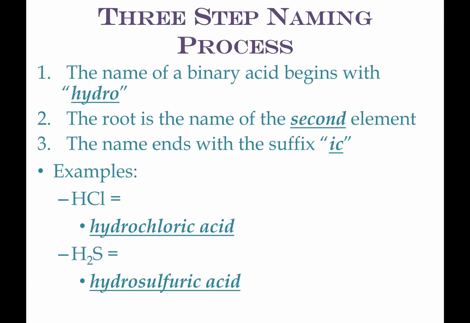So how do we name binary acids? We did go over this during the naming lab, but we always begin with hydro. The root is the second element. You take the root of that name, you drop the ending and add ic, and then acid. So HCl would be hydro, for saying that it has the hydrogen, chlorine, we drop the ending and say hydrochloric acid. Hydrosulfuric acid. So these are ones that we have done. I'm hoping this is review.